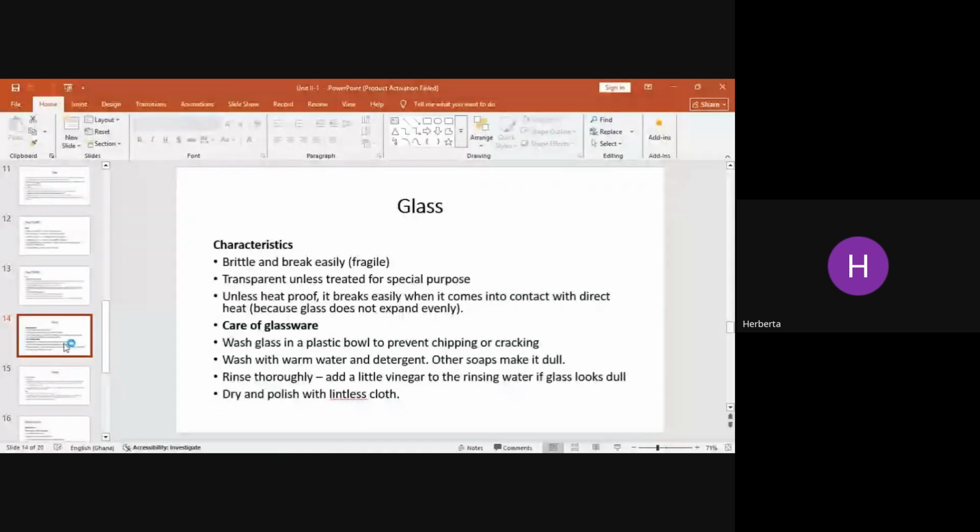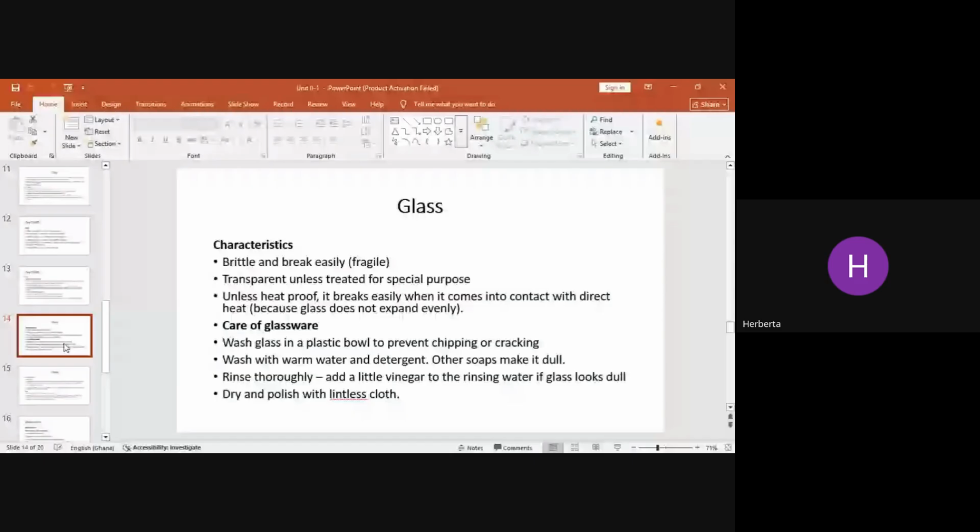What are the characteristics of glass? Glass is brittle and breaks easily. They are transparent unless treated for a special purpose. If you want it to be tinted, then you have to apply some color to make it opaque. Unless heat proof, it breaks easily when it comes into contact with direct heat. So if you don't want it to break easily, then you have to have a heat proof finish for it, so that it controls the rate at which it breaks.